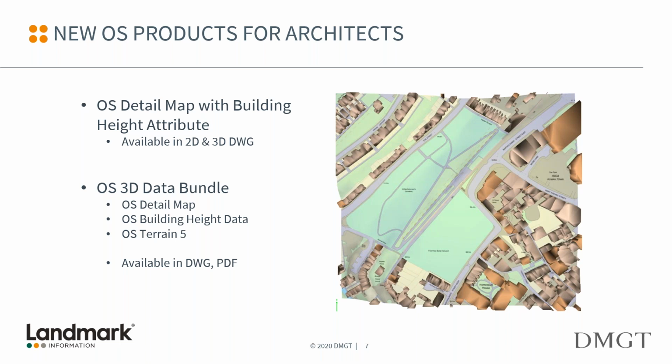The other relatively new product from Ordnance Survey is the 3D data bundle, which combines the base map, the OS detail map. It takes the building height data that are formerly mentioned in that attribute, and it combines it with the OS terrain model. And what that does is it builds up a very basic 3D image of the area you're looking at, which can be available not only in a DWG, for those of you who can use it in CAD, but if you're working with clients, for example, who don't have access to CAD, you can get it as a layered PDF.